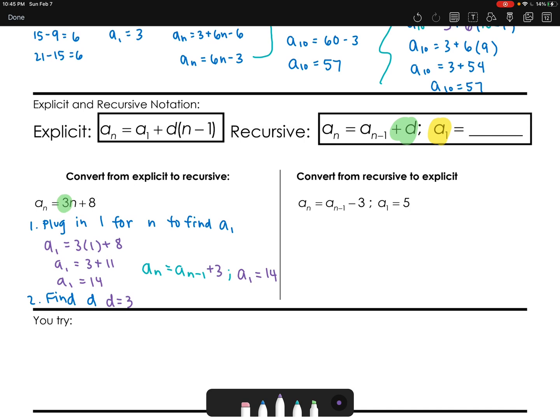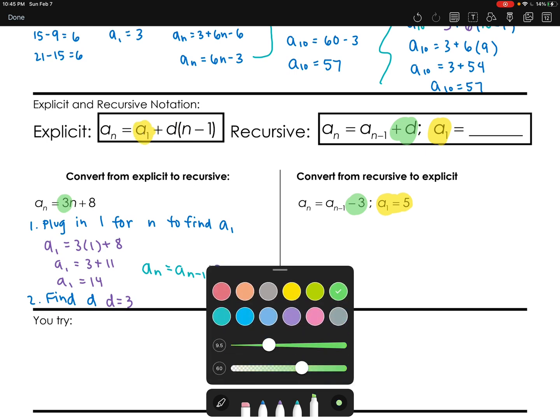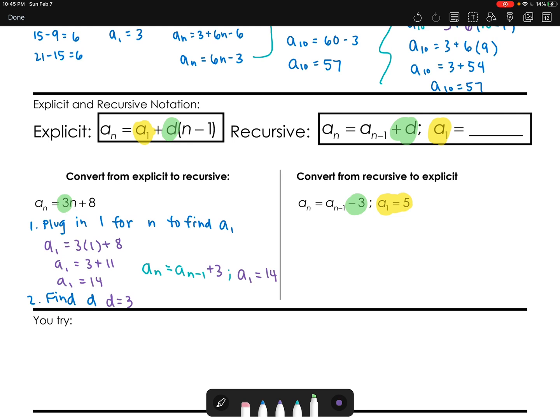So this is a super important skill to be able to go between the two forms that will definitely show up not only on a test or a skills check, but the EOC loves problems like this, to be able to go between forms. And so now we're going to go from recursive to explicit. They tell you what d is, and they tell you what the first term is, right? And if we look in the explicit form, we need to plug in a sub 1 and plug in d. So your step here, it's really simple. You plug in a sub 1 and d into the explicit formula.